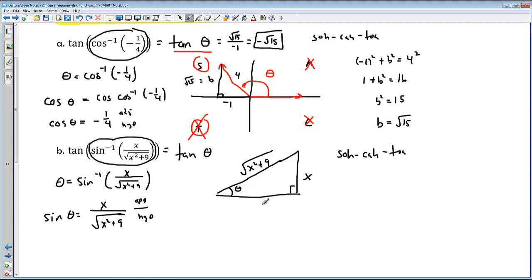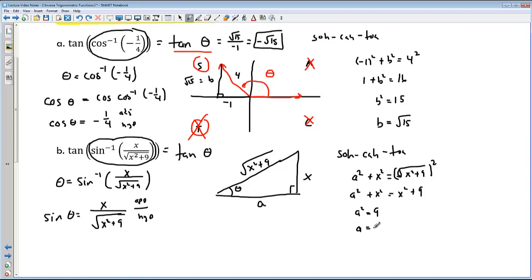And then what I want to know is this side here, because I want to find the tan, which is the opposite over the adjacent. So I need to find a. So I just set up Pythagorean theorem, a squared plus x squared is equal to the hypotenuse squared. So that's square root of x squared plus 9 quantity squared. Now if you square root, it's going to go away. So you're just going to get a squared plus x squared is equal to x squared plus 9. When you subtract x squareds from both sides, these are going to cancel, and you just get a squared equal to 9. And so we'll take the square root of both sides.